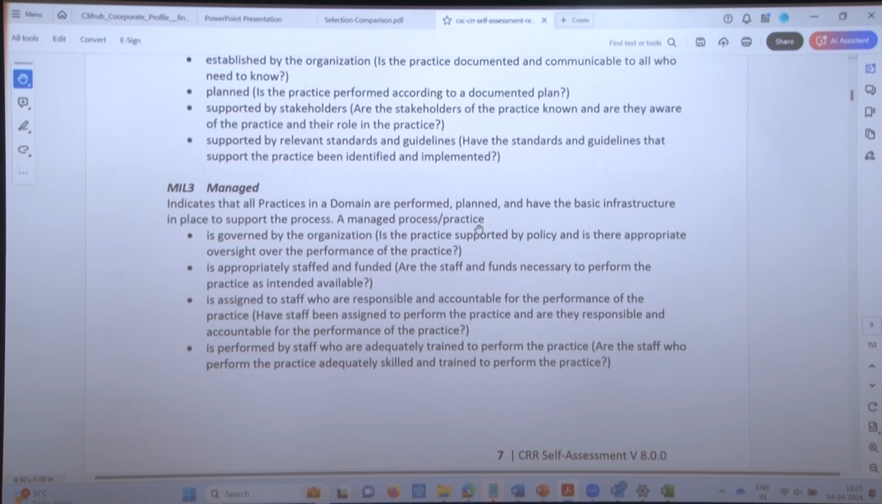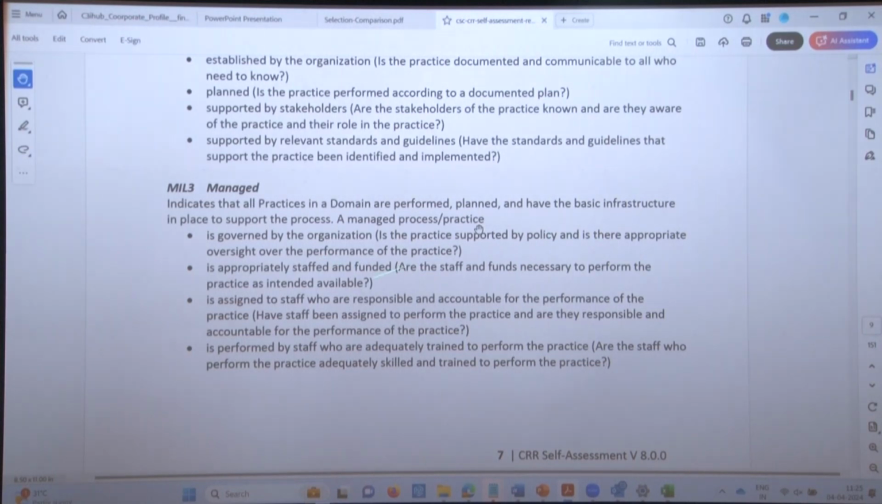is binding on everybody in the organization, and if they are found to be in violation of any of the policy, then they will be subject to some penalty, and that penalty may also be written into the policy. They may be suspended depending on the level of violation, they may be fined, their increments may be reduced, their appraisal may be affected, whatever, that should be in the policy. So that is the appropriate oversight over the performance of the practice.